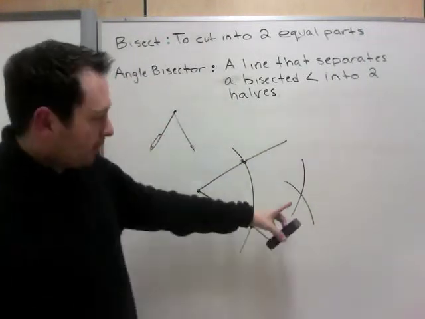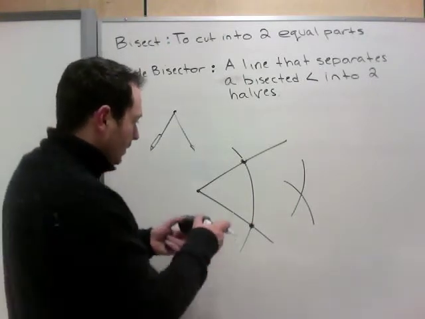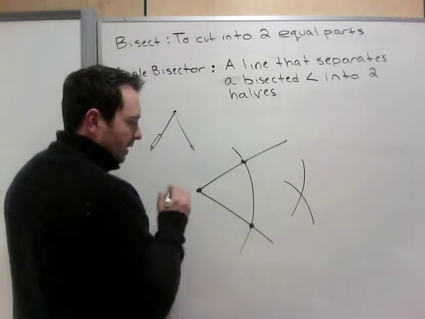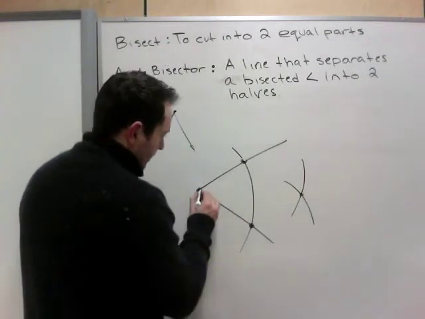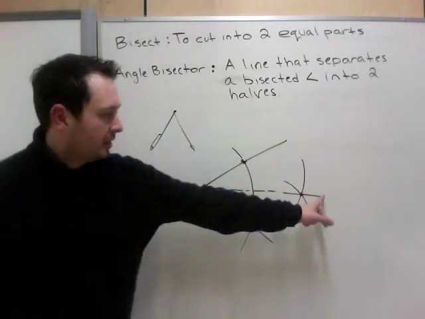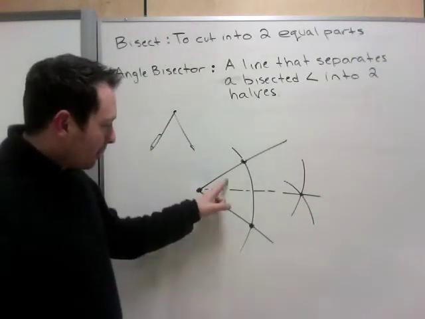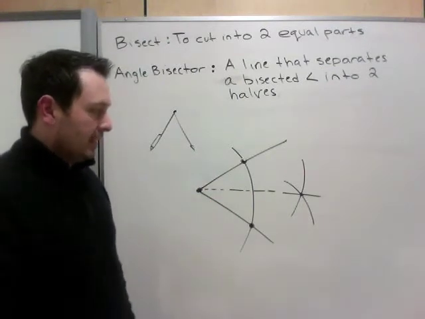But all I'm worried about is where they meet, because now if you take a ruler and you go from this point of your angle to where these two met, that is my angle bisector, and these are now bisected perfectly. Okay? So that's how you can bisect an angle.